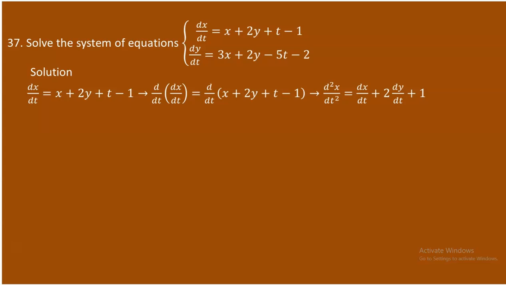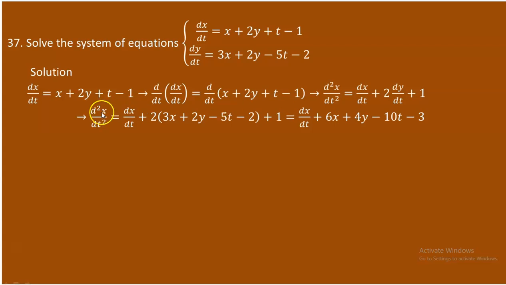We apply the derivative with respect to t here, again the derivative with respect to t here. So this is going to be the second derivative, as you see, and here dx over dt, 2 can be taken out, and 2 dy over dt, and the derivative of t is 1, as you see. The derivative of minus 1 is 0.